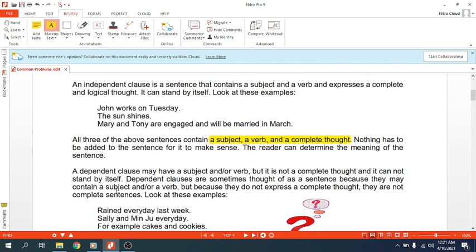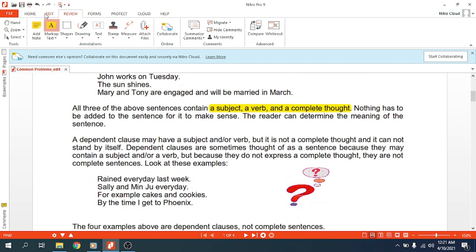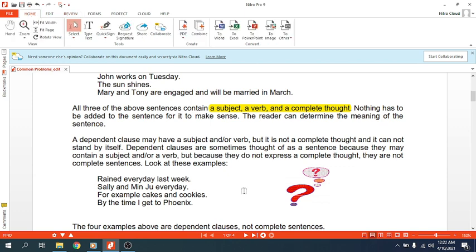Now you will see here the examples of sentence fragments. Rained every day last week. Sally and Minju every day. For example, cakes and cookies by the time I get to Phoenix. If we see the first one, rained every day last week, ini mungkin kayak bahasa Indonesia. Tiap hari hujan minggu lalu, atau minggu lalu tiap hari hujan.